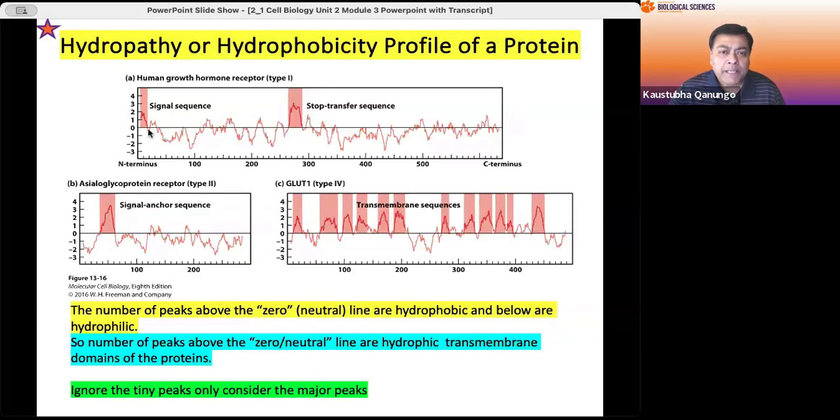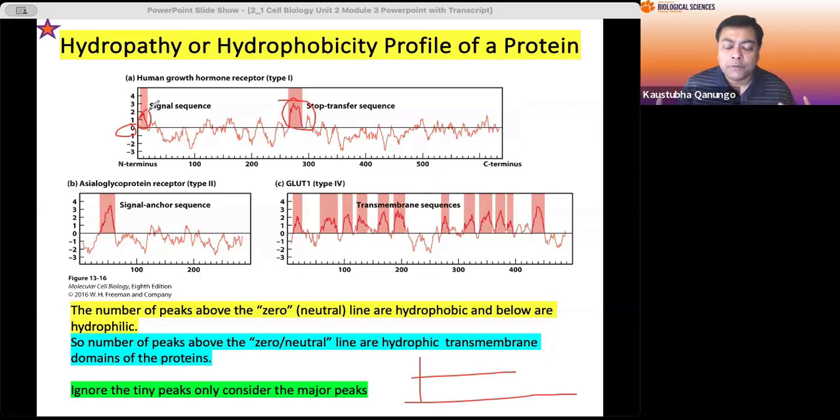All right. So after that, these are called the hydropathy or hydrophobicity plot. What you do, any number above the 0 line, when you see a peak, that is a hydrophobic sequence. So a stretch of 20 amino acids is taken and computed for its hydrophobicity or hydropathy profile, how hydrophobic the 20 amino acid stretch is. And looking at that, you can tell where the transmembrane domains of a protein are, just looking at its sequence. From the sequence, you can tell.